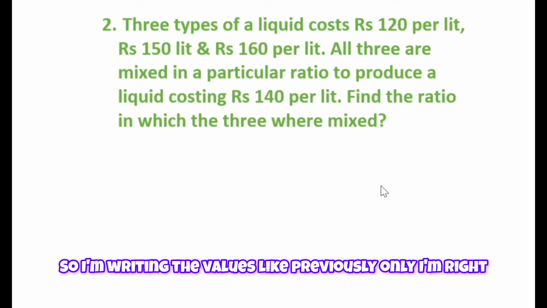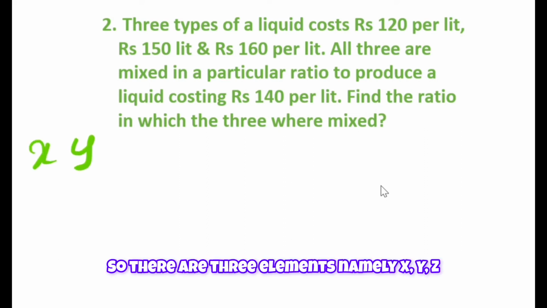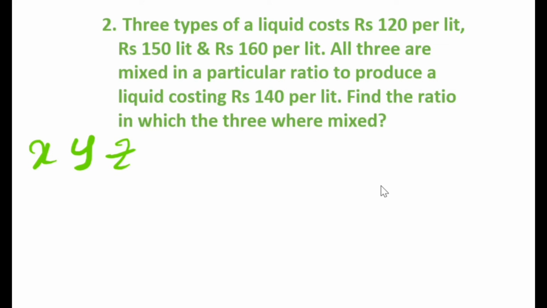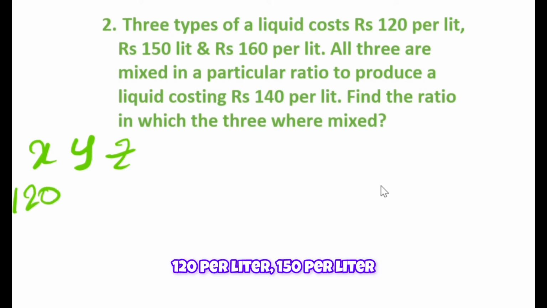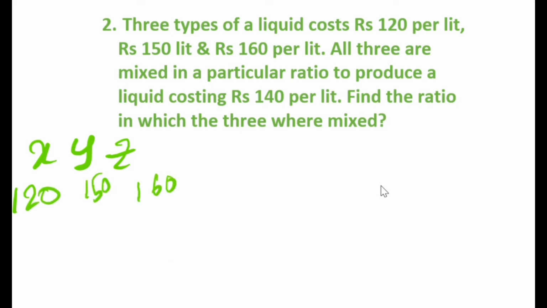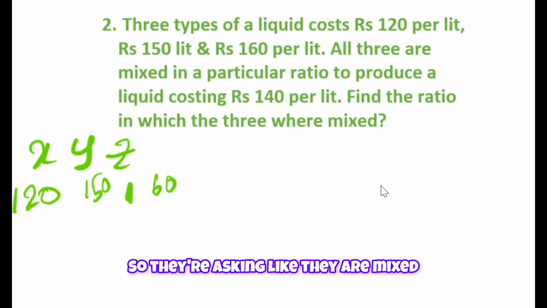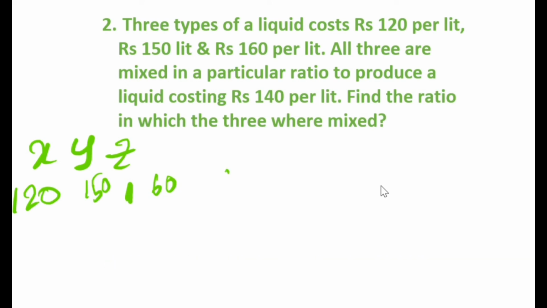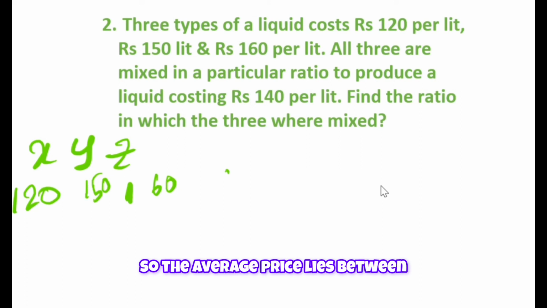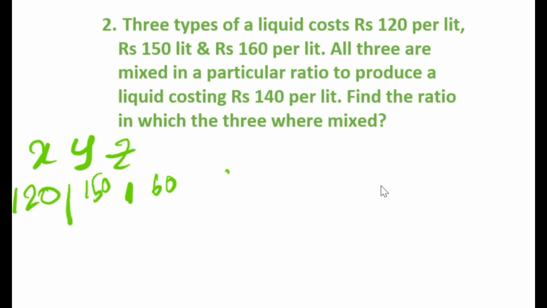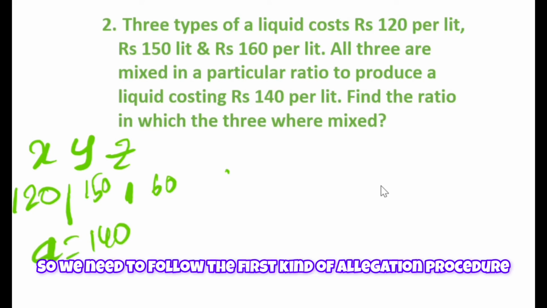So I'm writing the values like previously. There are three elements, namely X, Y, Z. So what are they saying? They have the set of 120 per liter, 150 per liter, 160 per liter. So they're asking, when mixed, they produce a 140 per liter average price. So the average price they are saying here lies between 140, lies between 120 and 150, right? So the average price lies between X and Y. So we need to follow the first kind of allegation procedure.